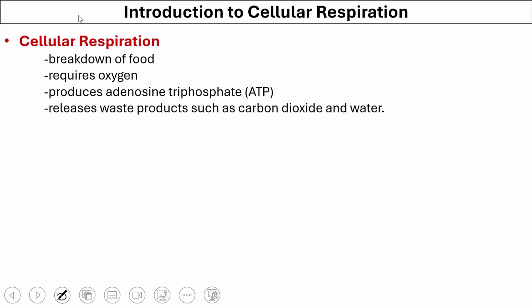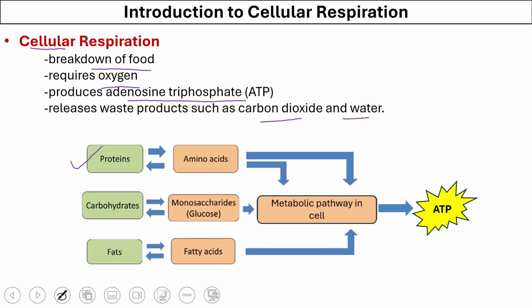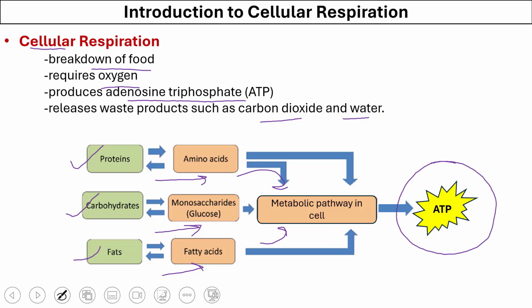Cellular respiration is the process that occurs inside the cell. It involves the breakdown of food, it requires oxygen, and in the end it produces energy in the form of ATP. Carbon dioxide and water are released as the waste products. So food has different nutrients in the form of protein, carbohydrates, and fats, which are broken down into monomers. These monomers then enter the metabolic pathway inside the cell, and ultimately energy is formed in the form of ATP.